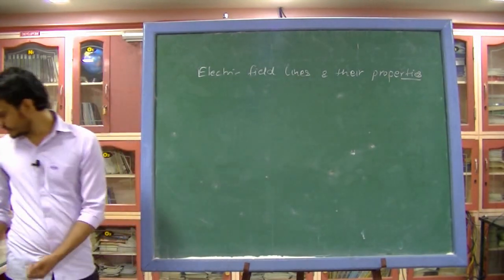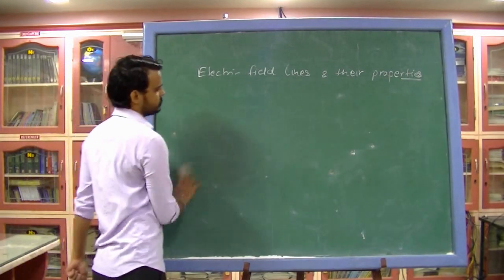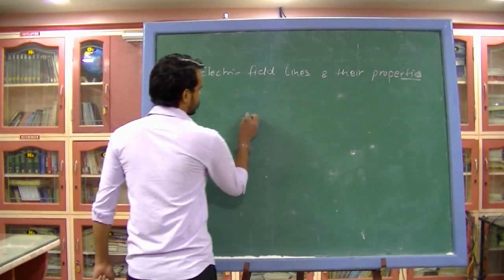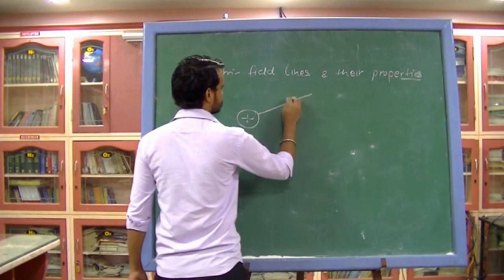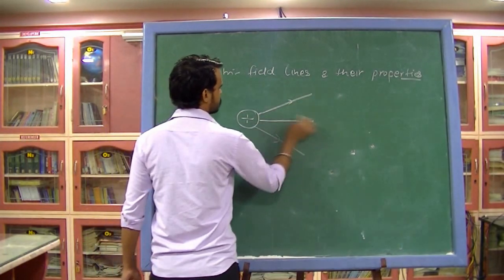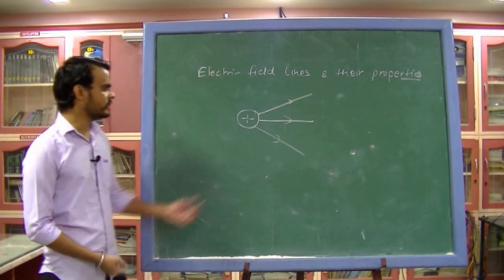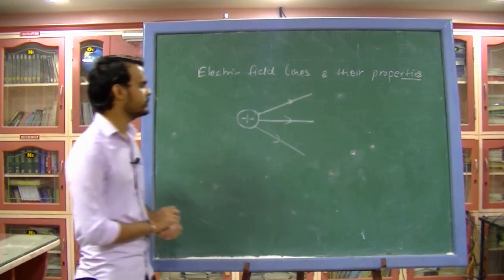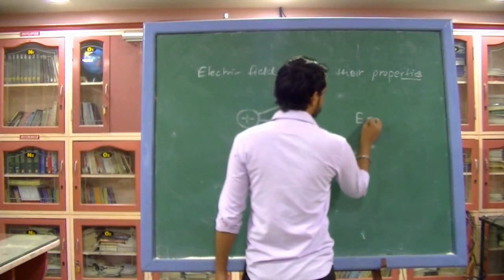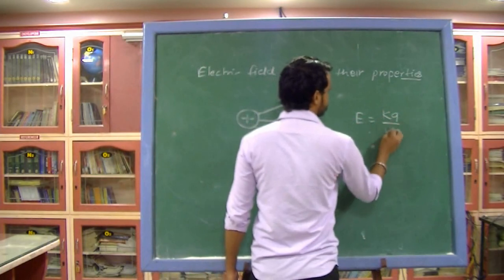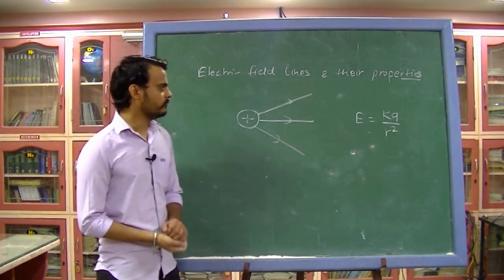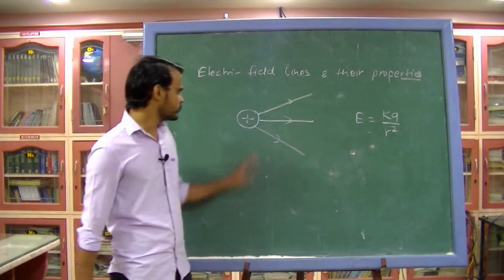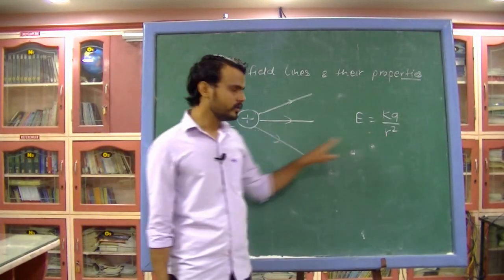Now next property of electric field lines is, suppose you have positive charge. For this positive charge, electric field lines will look like something like this. If I ask you what is the electric field intensity due to a positive charge, electric field intensity can be written as E is equal to kq by r square. Now from here you can see as the r is increasing, electric field is decreasing, where r is the distance of the point from this charge.